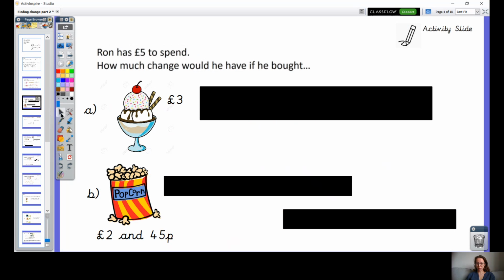Okay, I'd like you to have a go at one of these now. Okay, so again, Ron has £5 to spend. He's using a £5 note. How much change would he have if he bought an ice cream sundae for £3, and then B, some popcorn for £2.45? I would recommend for A, drawing out those pound coins to help you so you can see what's happening. And I would recommend for B, using a number line, just like I've shown you. Okay, off you go, pause the video.